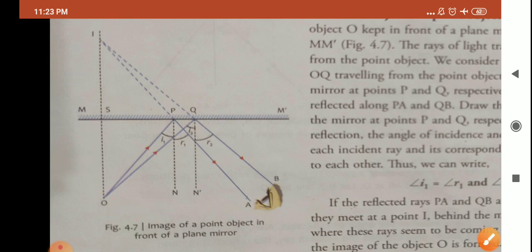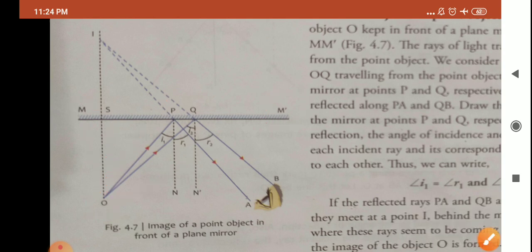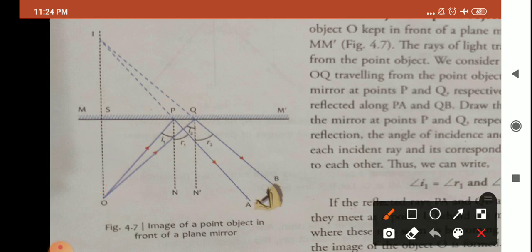And how is the image formed? Suppose this is the point object which is kept in front of the plane mirror strip. Many rays are going to come from this object, but for practical purposes we are going to take only 2 rays. Suppose the first ray is OP and the second ray is OQ. Now as you know, they are going to follow the laws of reflection, and for the laws of reflection we take an imaginary normal, here N. For the first ray we take N, and for the second ray we take N dash.